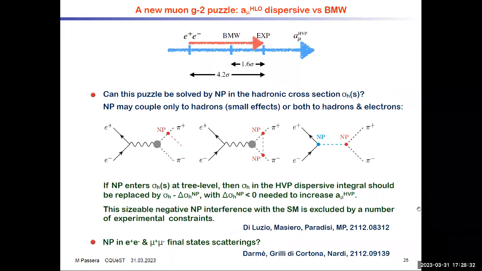There is an exception that has been studied by these people. It doesn't involve the hadronic cross-section directly, but it involves the fact that you could have changed the e+e- or mu+mu- final state. You may have new physics changing the e+e- or mu+mu- final state, and indirectly that would change the determination of the hadronic cross-section. It's a possibility.